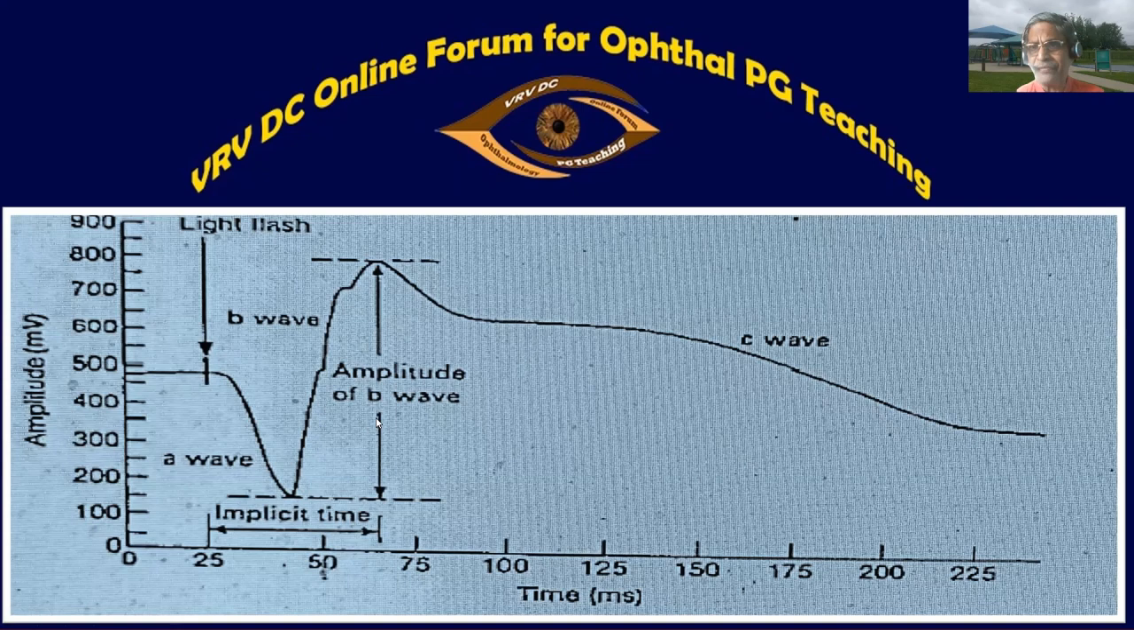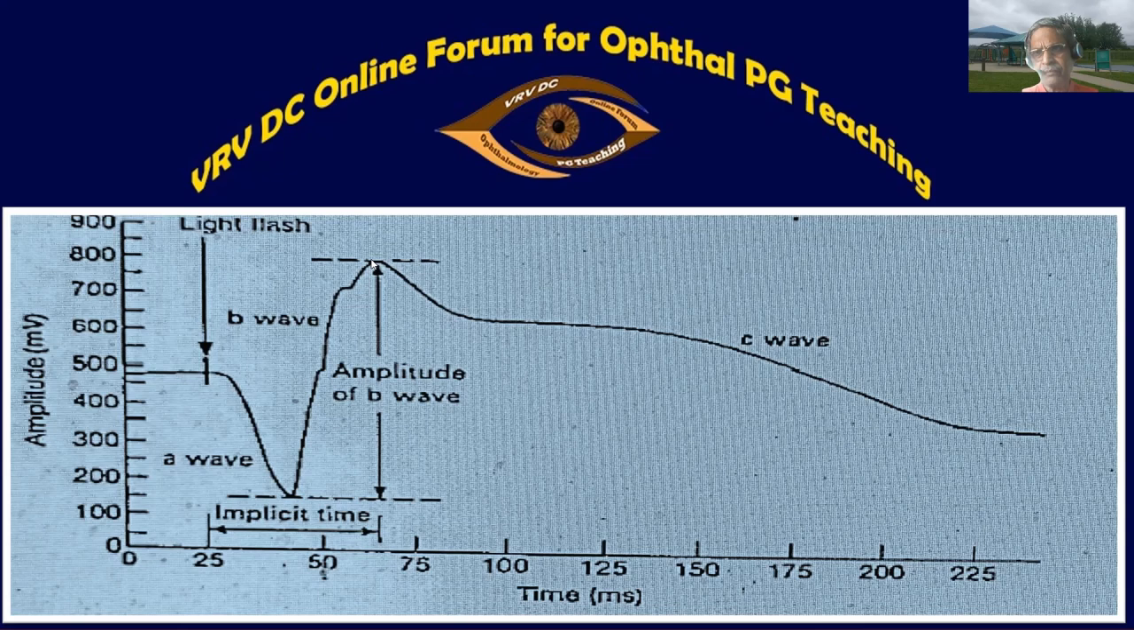the amplitude of the A wave and the amplitude of the B wave. What is amplitude? See, here is the baseline. From the baseline to the trough of the A wave, this is the amplitude. The amplitude of the A wave, a negative wave, is from baseline to the trough. What about the B wave amplitude? Your B wave amplitude is from the trough of the A wave to the crest, the maximum height of the B wave. This is the B wave amplitude.